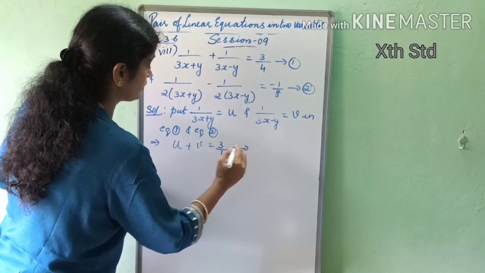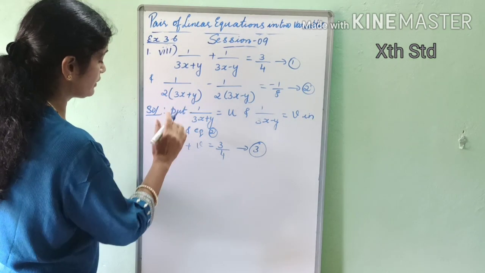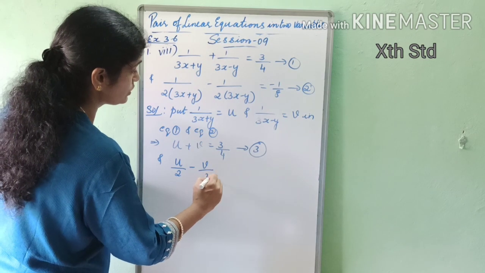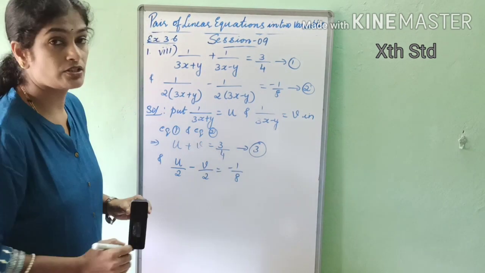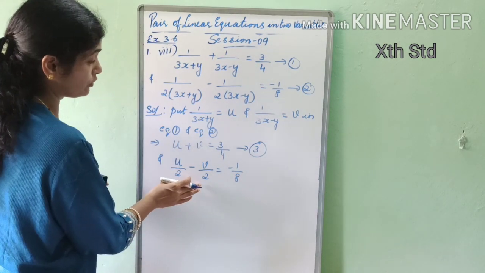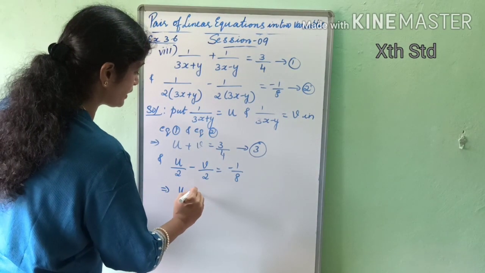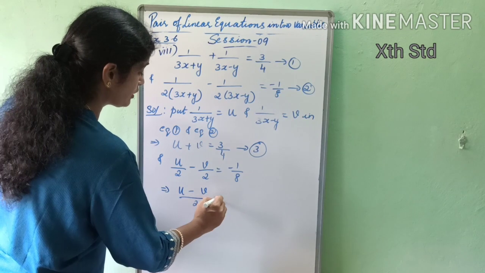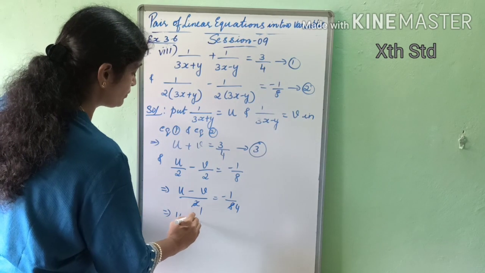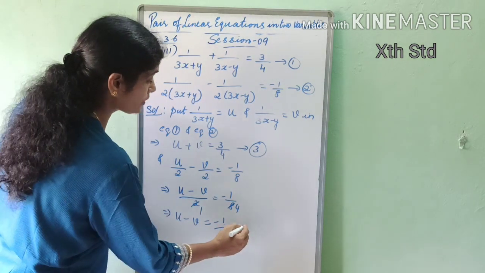This is your equation 3, and in the second one, u by 2 minus v by 2 equal to minus 1 by 8 we are getting. Then this second equation, this is equation 4, you can simplify further. So this becomes (u minus v) by 2 equal to minus 1 by 8. So 2 ones are 2, 4s are... So this becomes u minus v equal to minus 1 by 4.